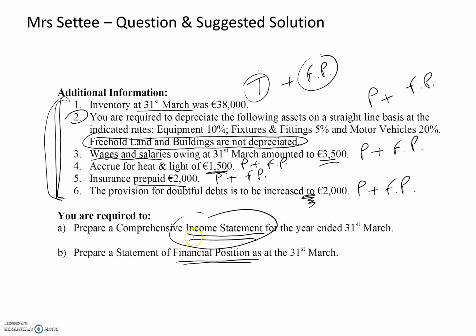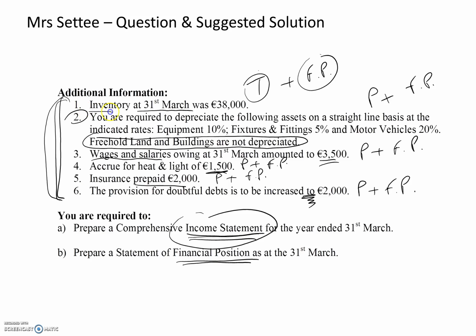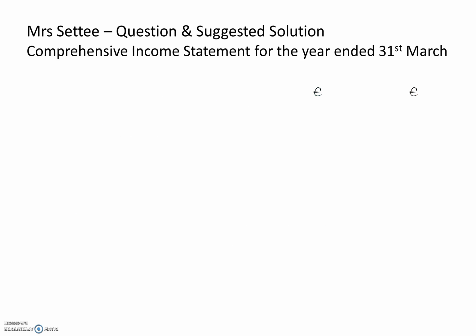In the income statement there are going to be two parts. There's going to be the trading account part of the income statement, and then there's going to be the profit and loss account part. In doing the trading account part first, we're going to look for all the items with the letter T beside them. So we need the sales, the purchases, the opening inventory, and in the adjustments here we need the closing inventory, i.e. the inventory at the 31st of March. So we now look at constructing the trading account part of the income statement.